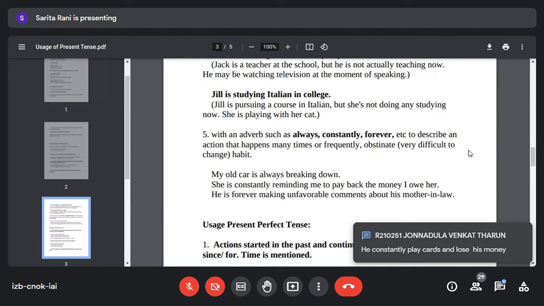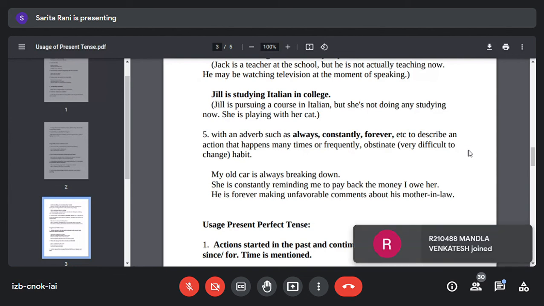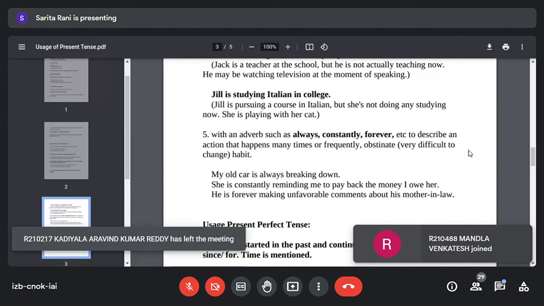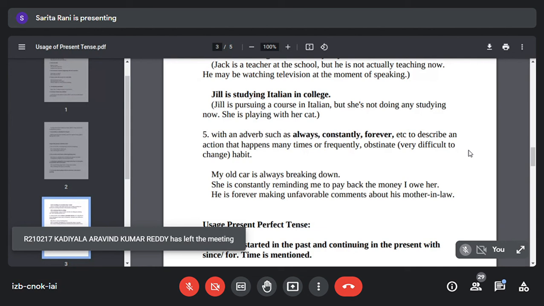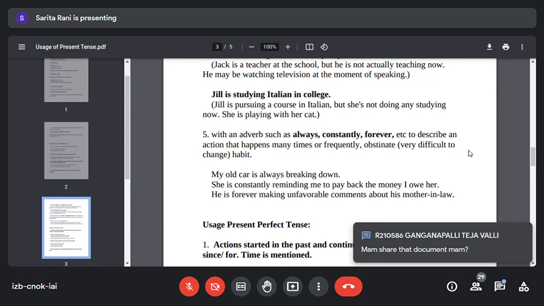Venkat Tarun, you are writing, but you are not writing the continuous form. You are writing it in the simple present form. We are talking about actions which are repeated and causing irritation, so we are trying to write those sentences in the present continuous form. So, he is constantly playing cards and losing his money. You have to write: he is constantly playing cards and losing his money.